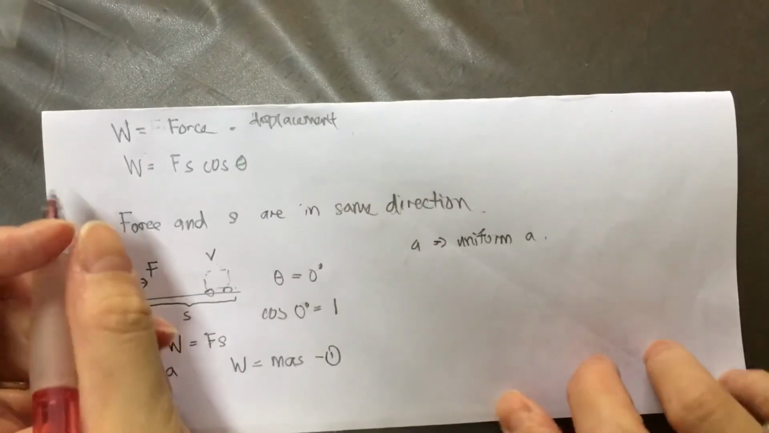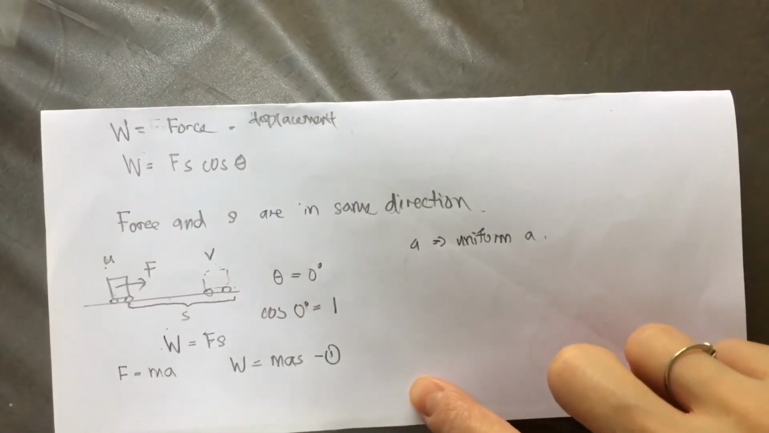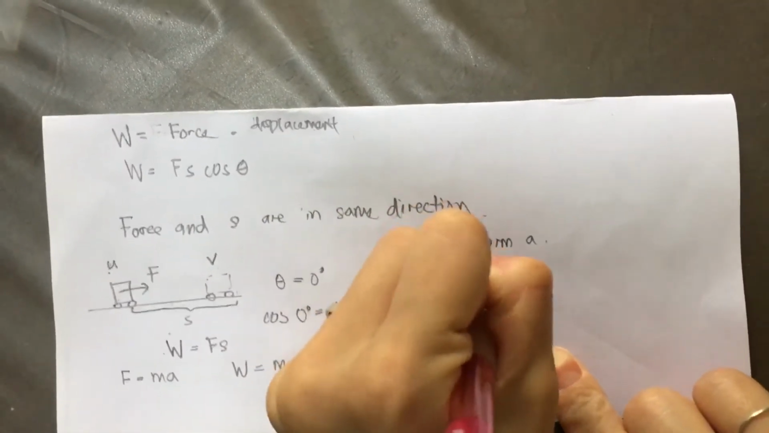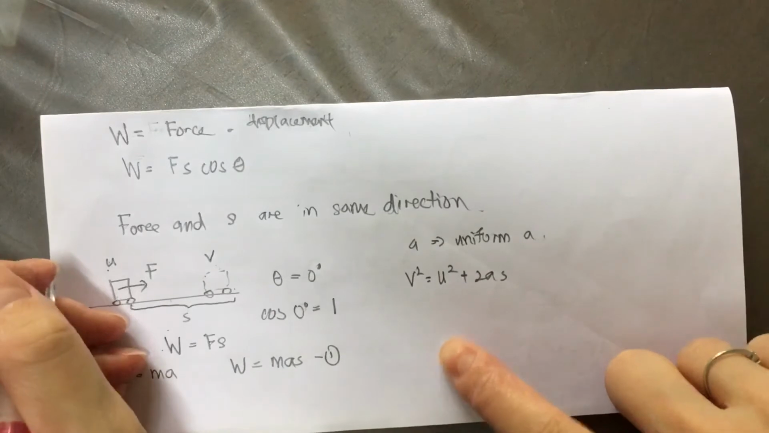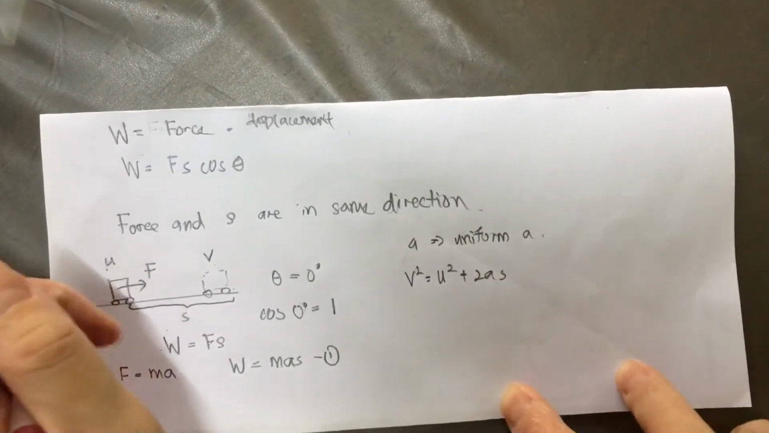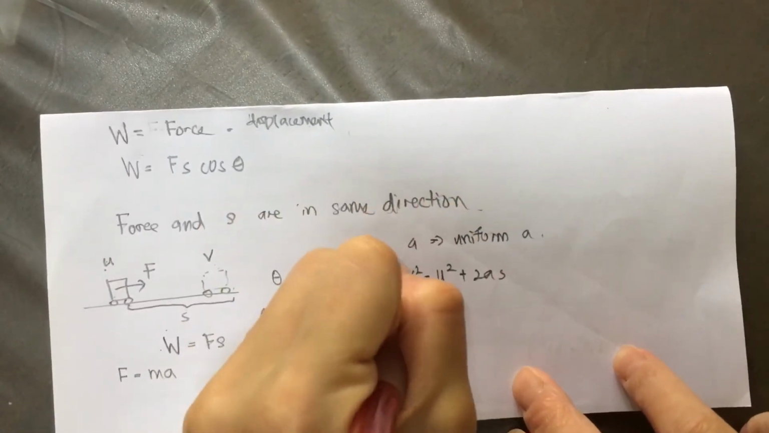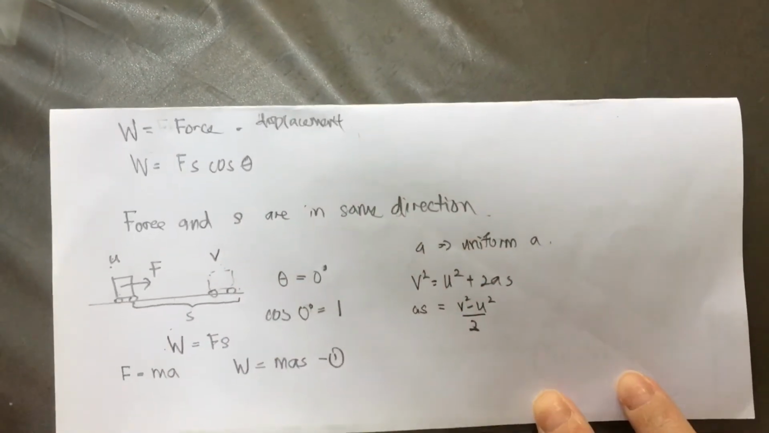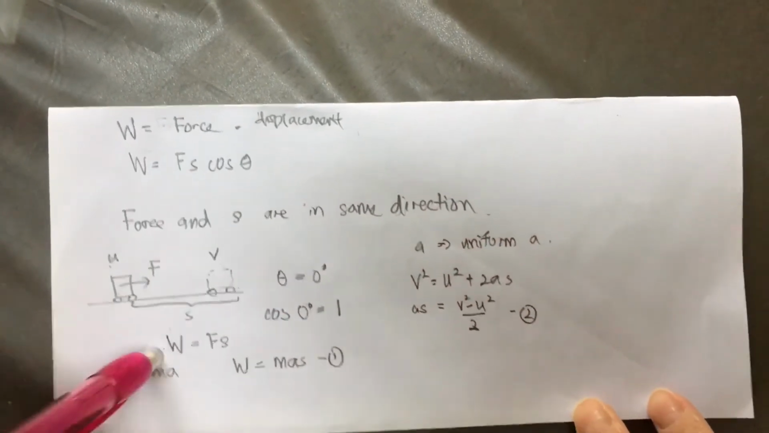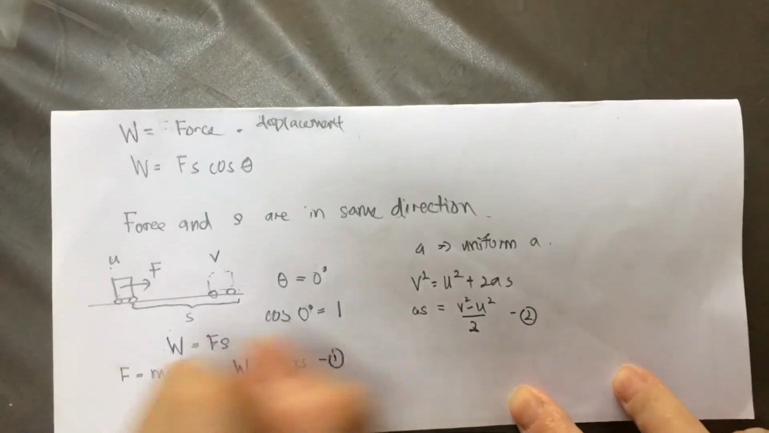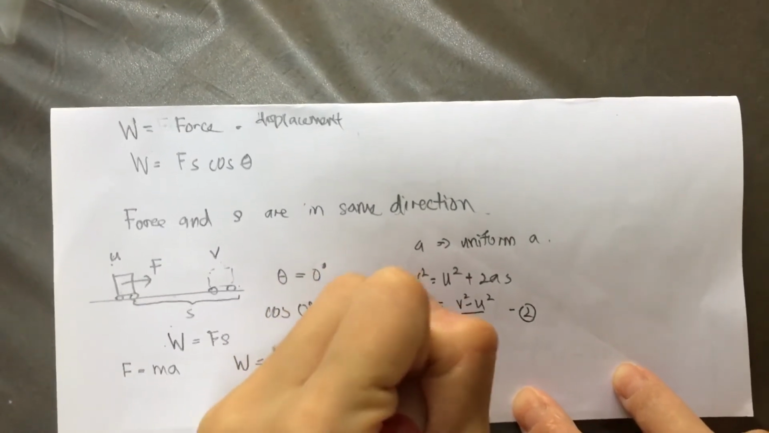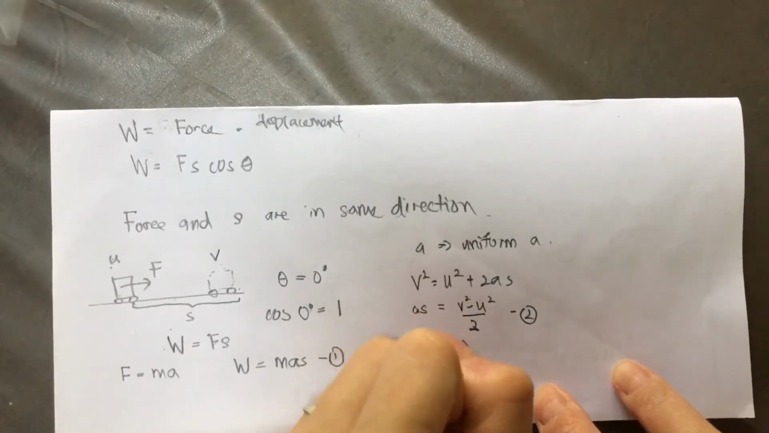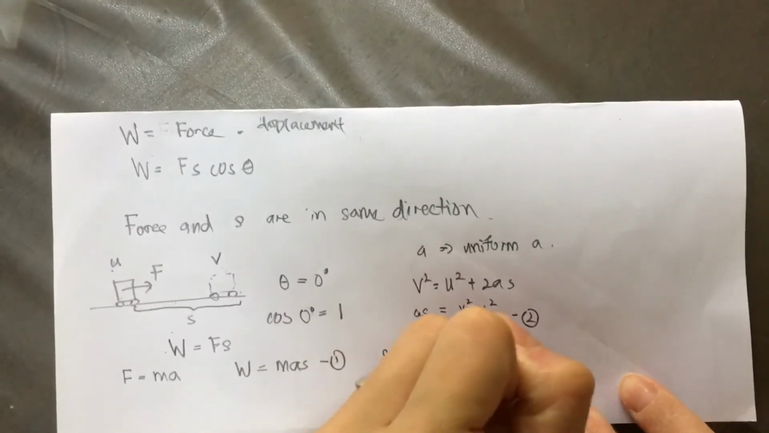So in other words, you have your uniform equations of motion, which is v squared is equal to u squared plus 2as. You have these equations for your uniform acceleration. So rearrange these equations and you will get as is equal to (v squared minus u squared) per 2. So this denotes as a second equation. So substitute your second equation into the first equation. So you will get W equal to m (v squared minus u squared) per 2.